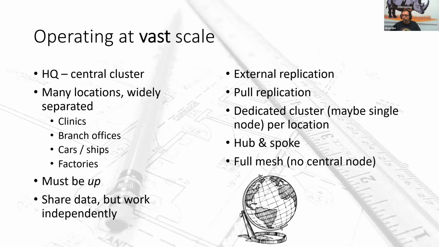Okay. Operating at vast scales, if you have hundreds or thousands of locations: clinics, branches. We actually have quite a few customers who are putting us on ships and in cars and trucks. The basic idea is that we cannot rely on having an internet connection or having the cloud available. So we have a cluster in each one of those locations, so we can share data between them but work independently. So we have external replication and we have pull replication.